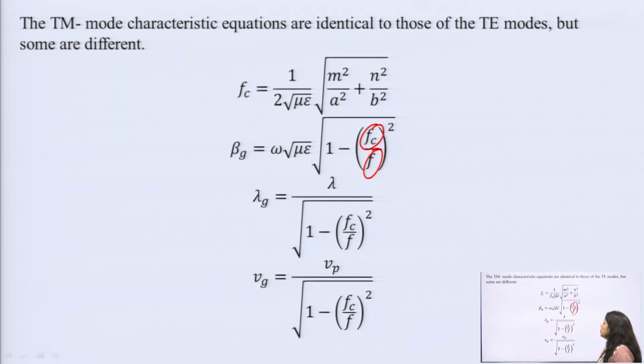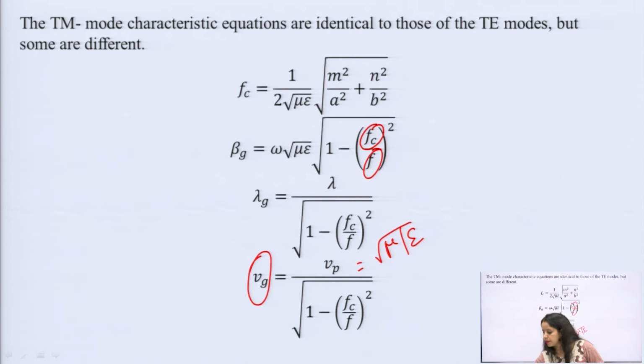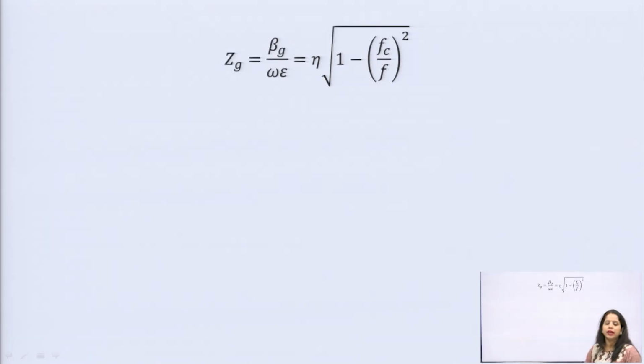Lambda g is equal to lambda upon root of 1 minus (Fc by f) whole square. Velocity is equal to Vp, and this is equal to 1 upon root mu epsilon times 1 upon root of 1 minus (Fc by f) whole square. And this is our characteristic impedance, given by beta g upon omega epsilon, and this is our intrinsic impedance.